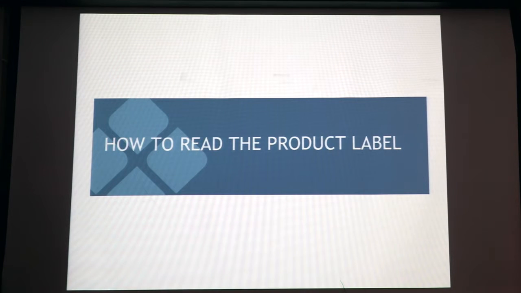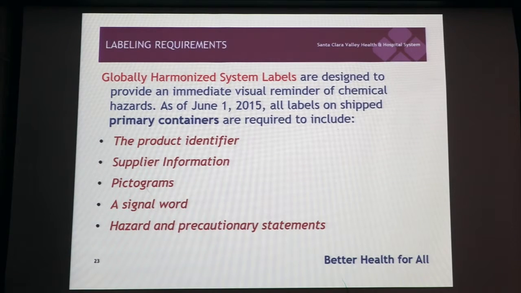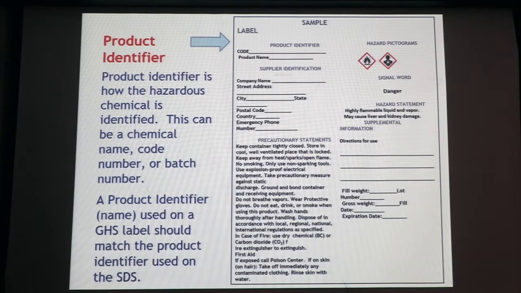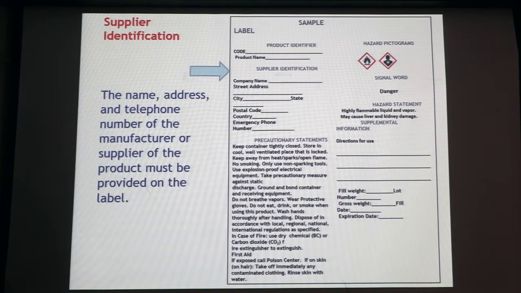How to read the product label. The regulations applying to labeling are called the Globally Harmonized System as of June 2015. And there are certain things that need to be on the label of the primary container. The product identifier is how the chemical is identified. It can be a chemical name, a code number, or a batch number. Supplier identification, the name, address, and phone number of the manufacturer or supplier of the product, must be on the label.